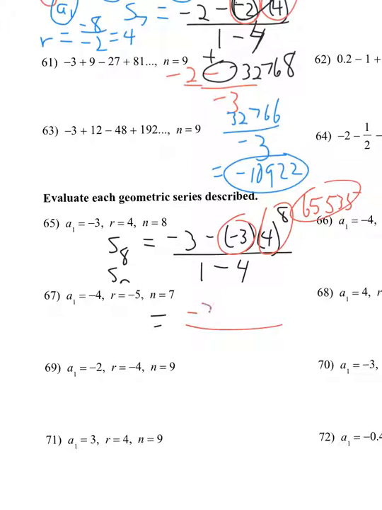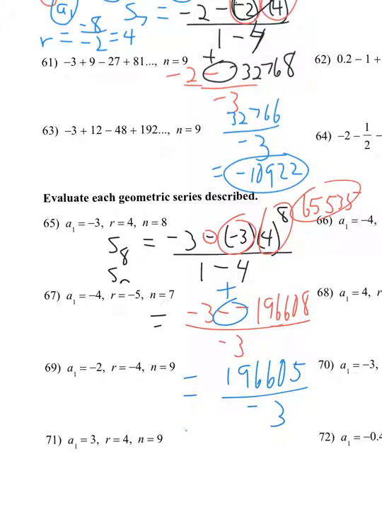So on the top, I'm going to have negative 3 subtract a negative, and then when I do that, negative 3 times 65,535, I get negative 196,608, all over negative 3. This turns into plus, and if I take that negative 3 plus that number, I get 196,605 divided by negative 3, which should be negative 65,535.